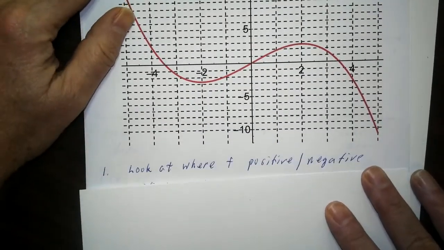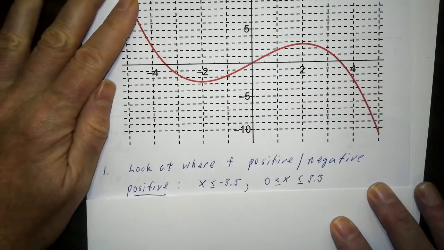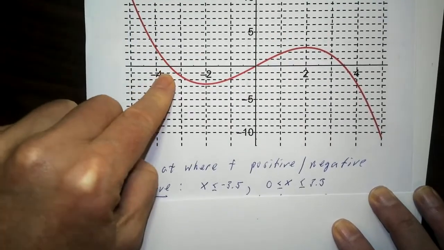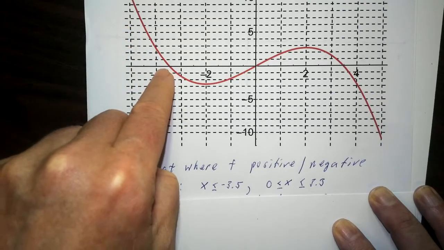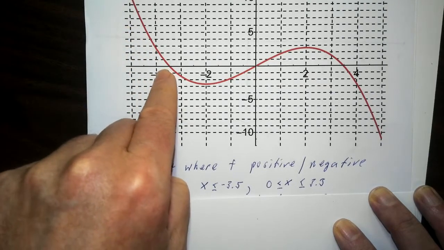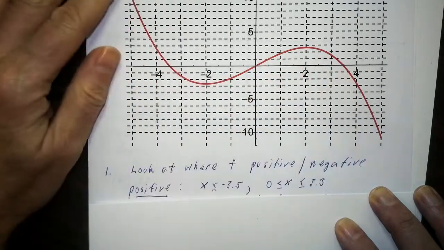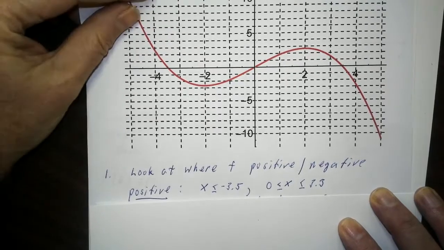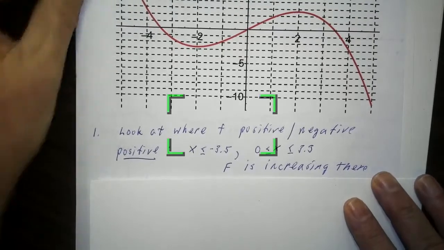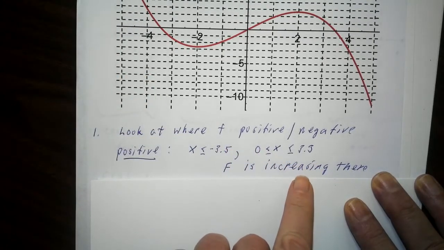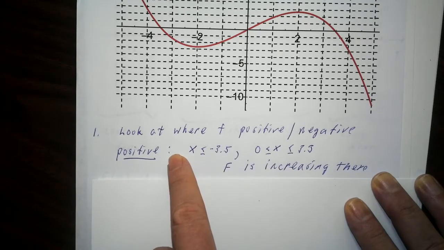The first thing I would do is look at where little f is positive or negative. It appears to me on the graph that little f is positive, above the horizontal axis, if x is less than or equal to, let's say, minus 3.5, or if x is between 0 and 3.5, say. So that's where little f is positive. That means capital F, which is the antiderivative, has to be increasing on the same intervals. Because if capital F is increasing, its derivative, which is little f, has to be positive.